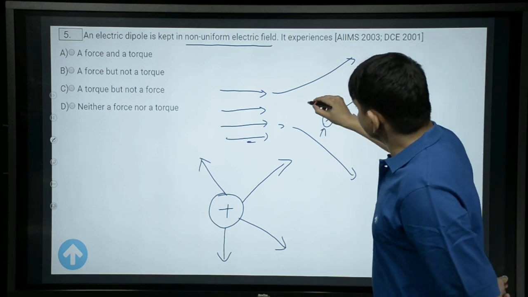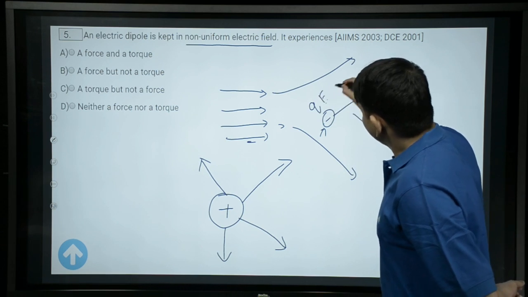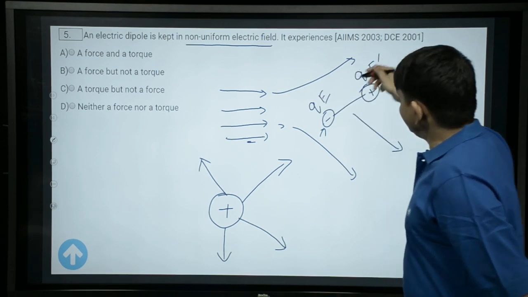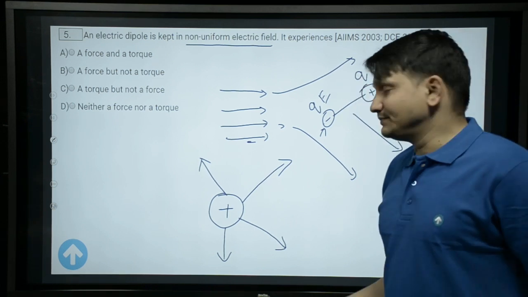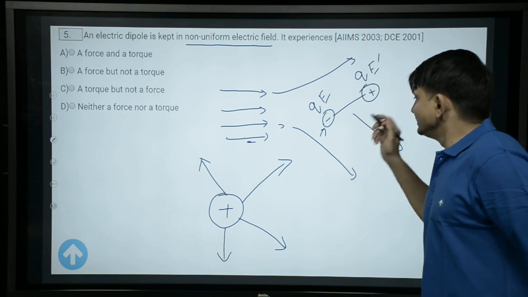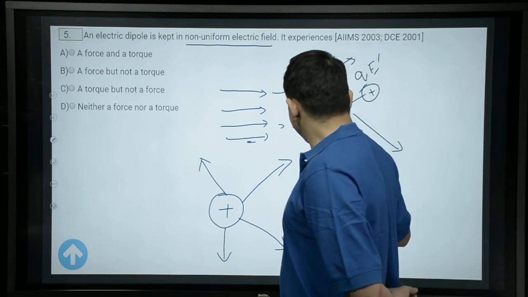So the force QE would not be equal to the force QE dash, because E and E dash are not the same. So definitely these two are not cancelling out. Therefore, there would be a net force.